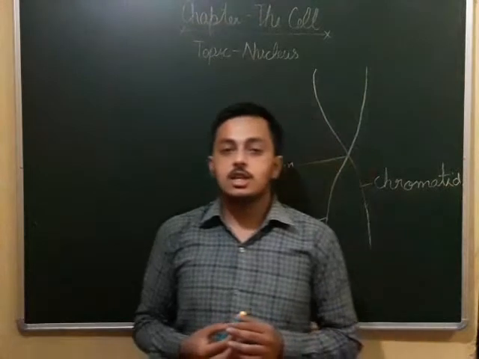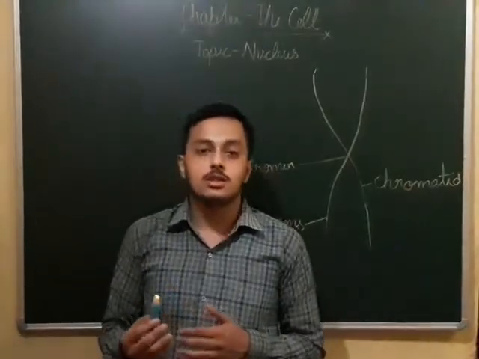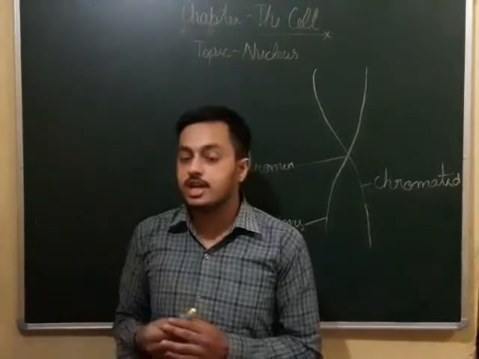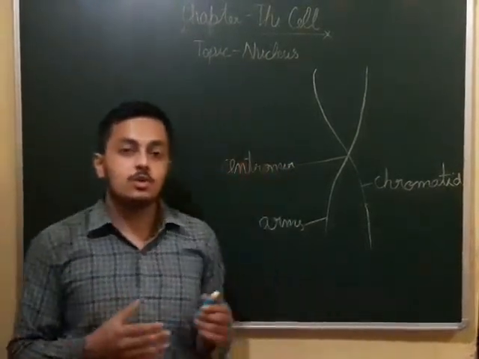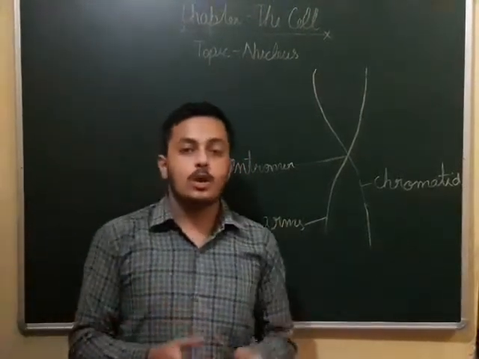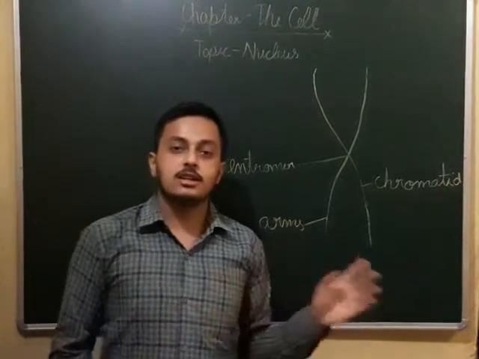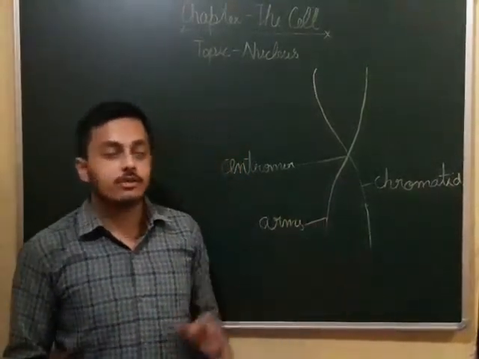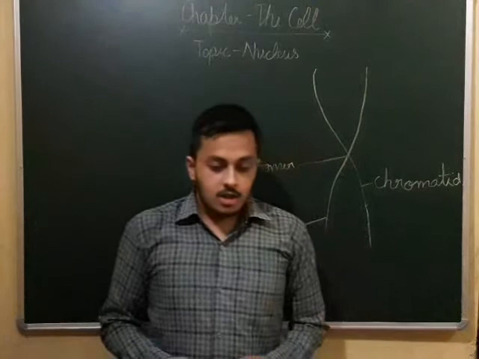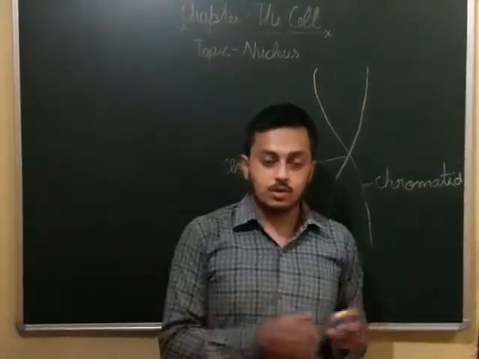Last is that the nucleus carries the information which is going to be transferred to the next generation, while the nucleolus has the role to synthesize the protein which forms the ribosomes. Okay, that's why the nucleolus is also called the factory of ribosomes. So these are the differences between the nucleus and the nucleolus.